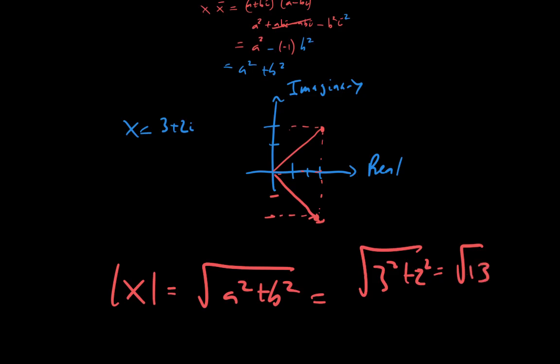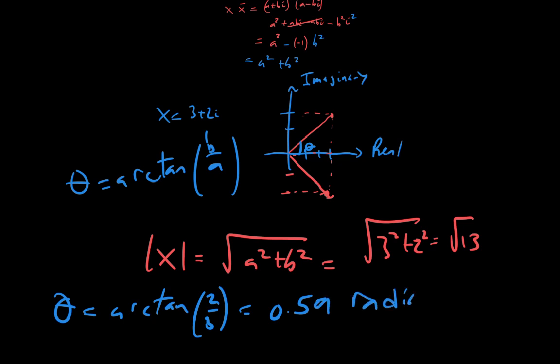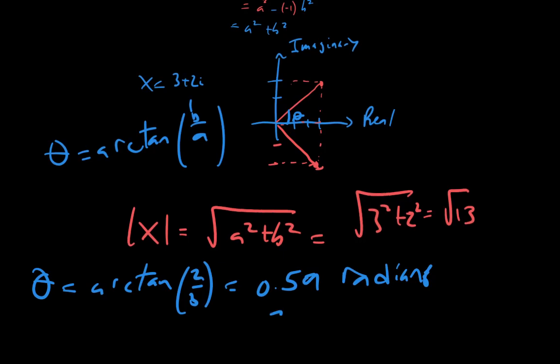13. To find an angle, there's an angle right here. This angle is going to be the arctangent of b over a. For our instance, it's arctan of 2 over 3, which is equal to around 0.59 radians, or 33.69 degrees.